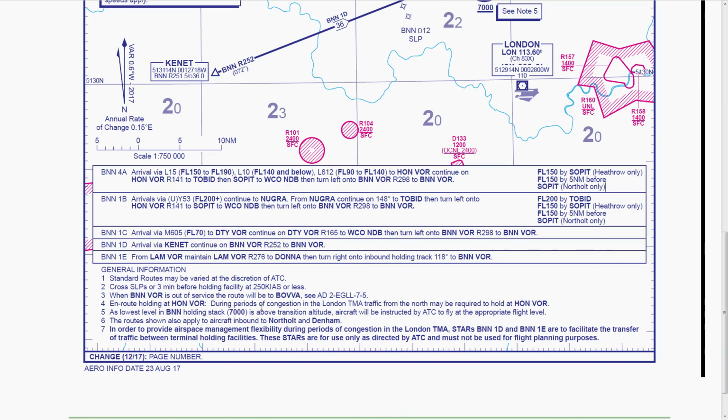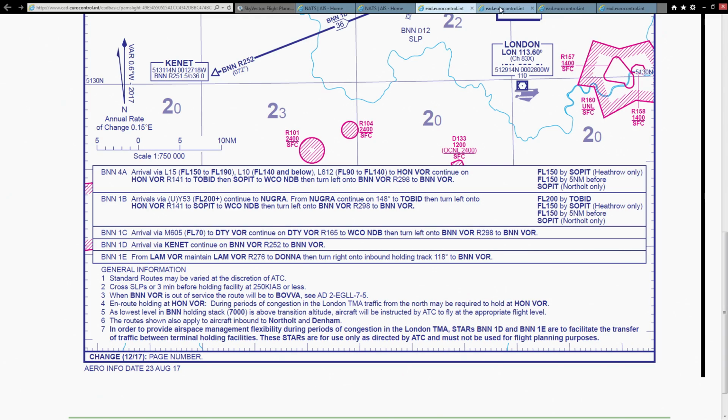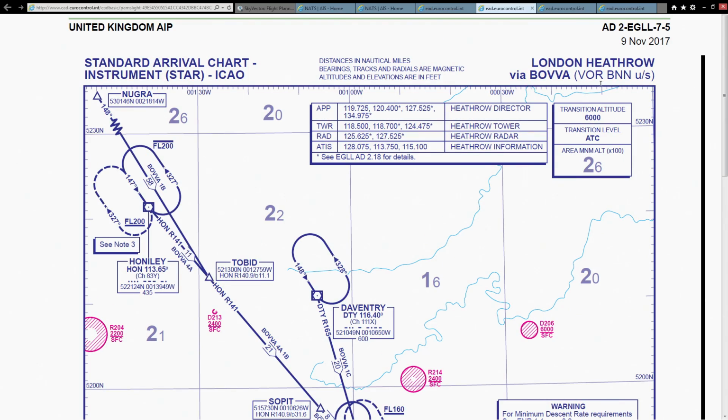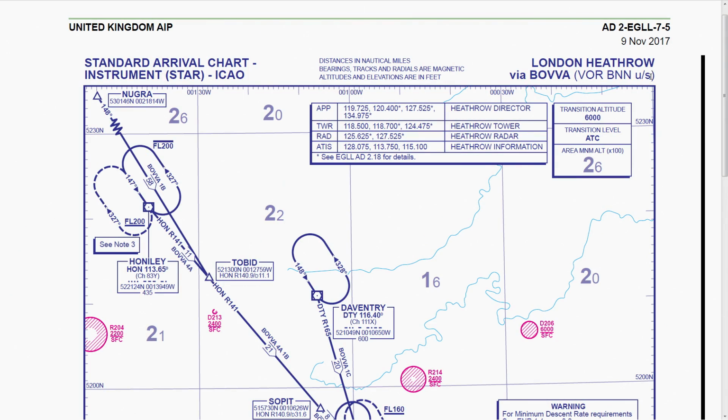You then follow them. You don't follow your star, you follow what ATC say. Cross speed limit points or 3 minutes before holding facilities at 250 knots or less. When Bovingdon VOR is out of service, the route will be to Bother. Now, Bother is this one right here. So see here, it says VOR Bovingdon U/S.